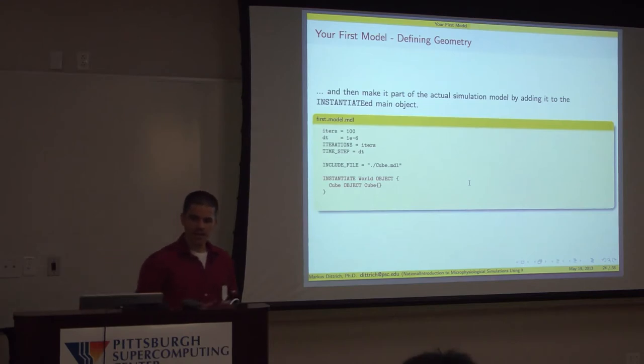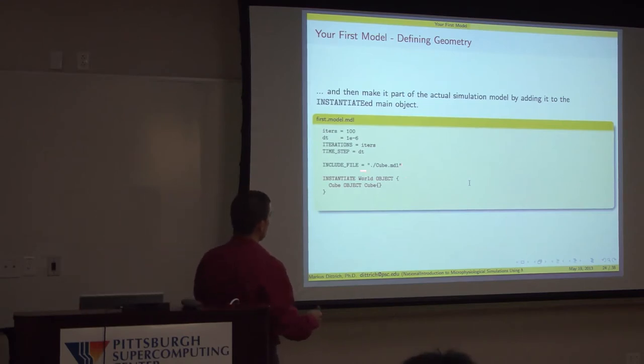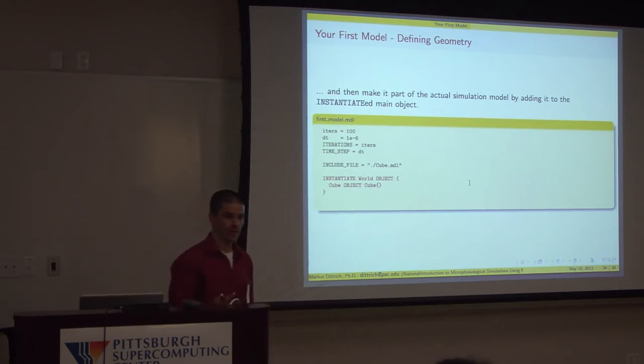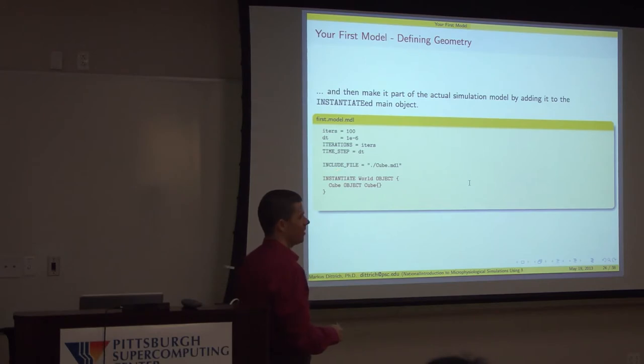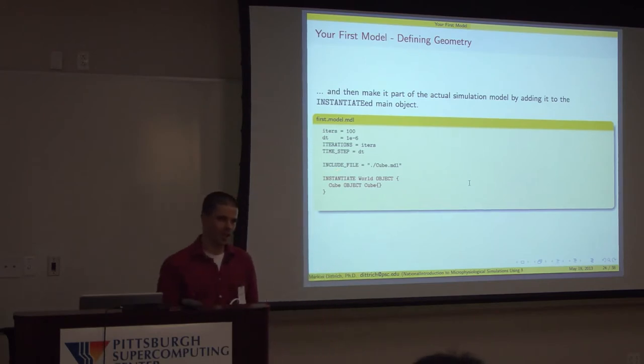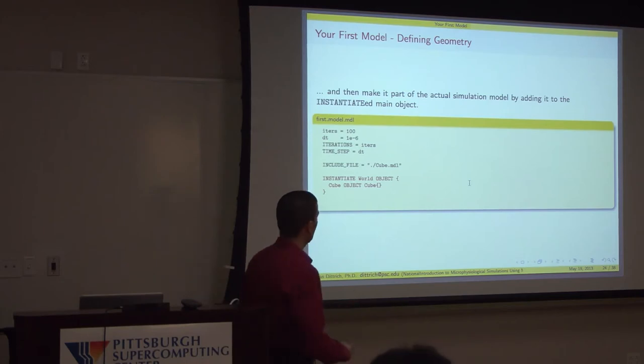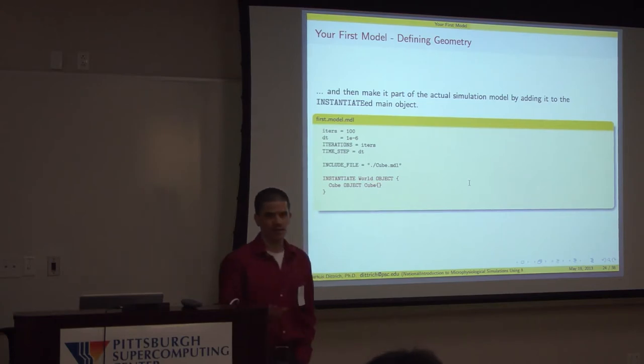So basically we have now our geometry, and what we always need to do in any MCell model is instantiate a main world object that actually describes what's in the simulation. By just including objects, you're not really making them part of your model per se, you're just making them available to be part of the model. If you wanted to actually make it part of the simulation, you instantiate this world object, and then you add all the geometry objects that you have available to your model. In this case, we only have one, so we just add one, our cube object, to our simulation.